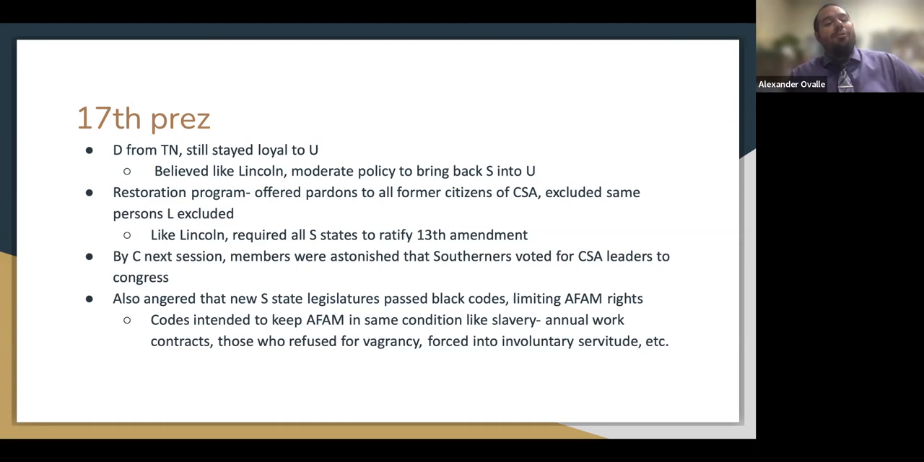So the Restoration Program was offered, which gave pardons to all former citizens of the Confederate States, and it excluded the same persons Lincoln didn't want to have pardons. Like Lincoln, all Southern states had to ratify the 13th Amendment. They couldn't say no. It was no more slavery. And by the next congressional session, members, however, would be astonished that Southerners still voted for the former Confederate States of America government leaders to Congress. Even though Lincoln and now Johnson said no, that couldn't happen, Southerners still did it.